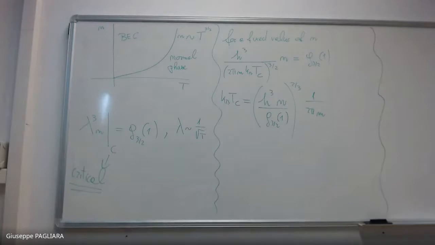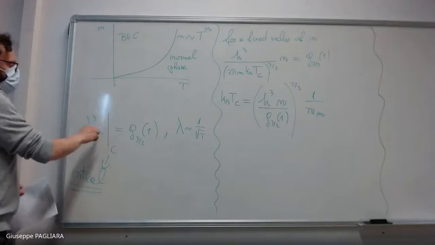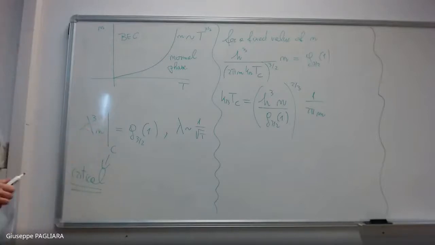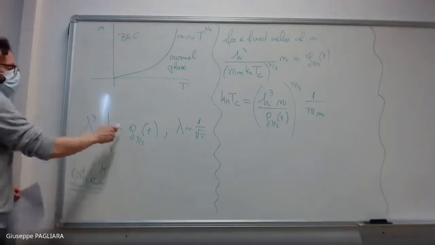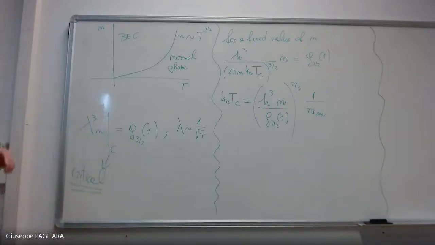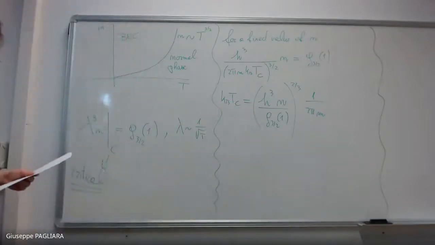And of course, similarly, I can find the critical density if I fix the temperature. Having the critical density, I can read it just from here. It's just this number divided by lambda cubed. Okay. Whereas the critical temperature is provided by this function here.